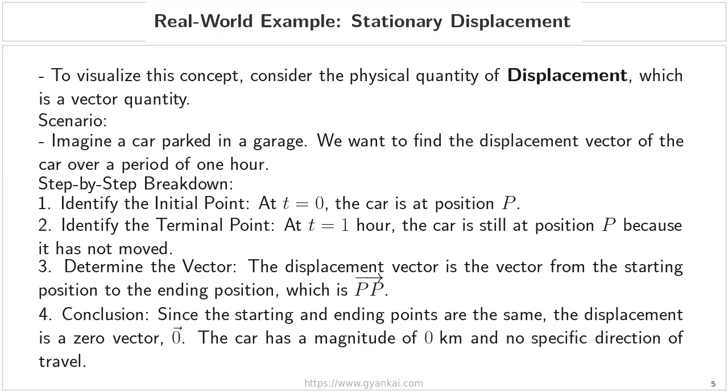Finally, we reach our conclusion. Because the starting and ending points are identical, the displacement is a zero vector, denoted as zero vector. In terms of the properties we discussed in the previous slide, the magnitude of this movement is 0 kilometers, and because there was no movement, there is no specific direction of travel. This perfectly illustrates how a vector can exist even when no physical distance has been covered.